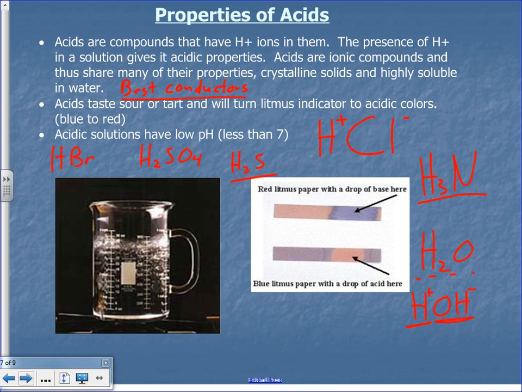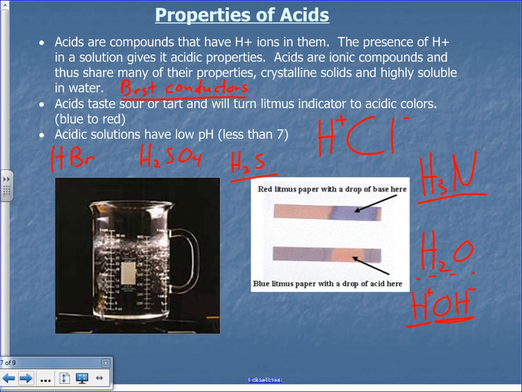They'll be your best conductors of electricity when you do the conductivity test. That's because they very easily dissociate. Acids dissociate from each other very, very easily. Acids taste sour. You're not going to be able to tell that because we're not doing any taste tests, but obviously you know that things like lemons and limes are acidic and sour. They'll turn litmus indicators to acidic colors.